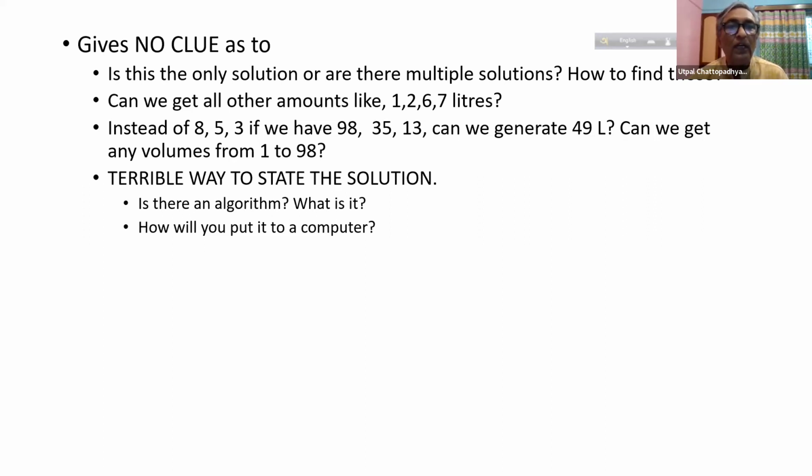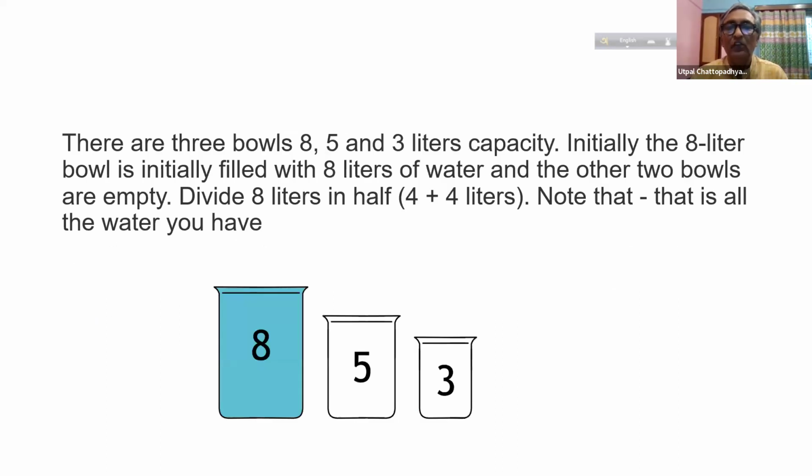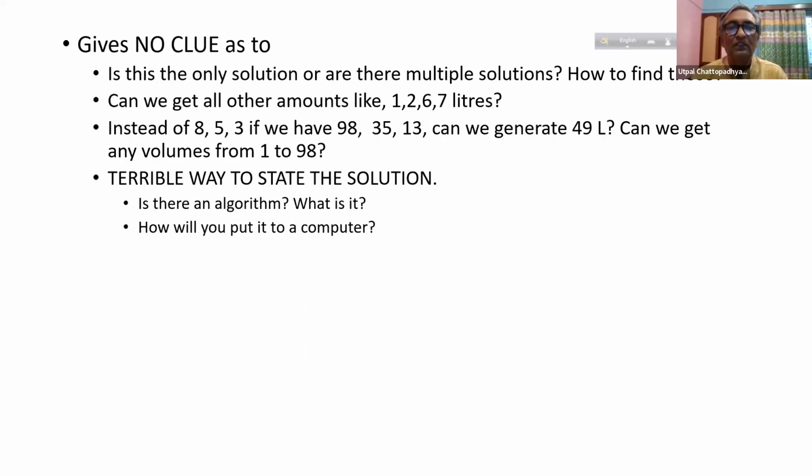All right. So now, suppose instead of 8, 5, 3, I've given you a 98 liter jar, a 35 liter jug, and a 13 liter jug. And I'm asking you to get me 49 liters out of it. Having done the 8, 5, 3 problem, does it give me any hint as to how to do it for 98, 35, and 13? I could easily have told you, right? Remember this picture here, instead of 8, 5, 3, I will have 98 or whatever I wrote down there, 35, 13.